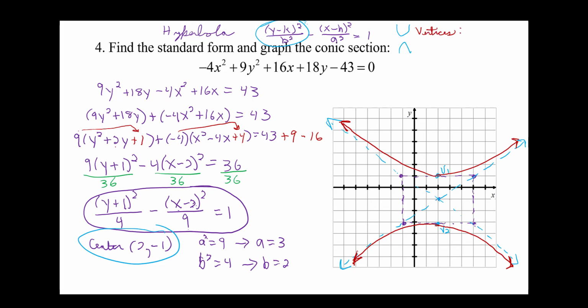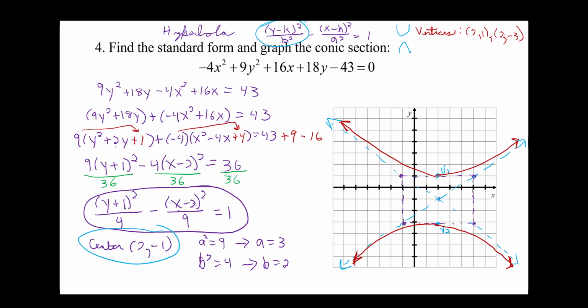Our vertices are (2, 1), (2, 2), and (2, -3). All right, so we have our vertices. What we don't have is our foci. Let's go ahead and do that.